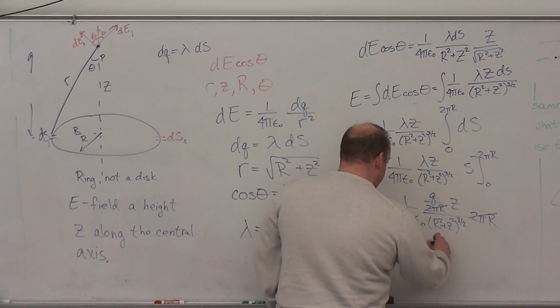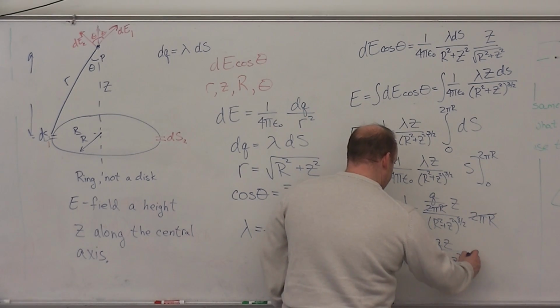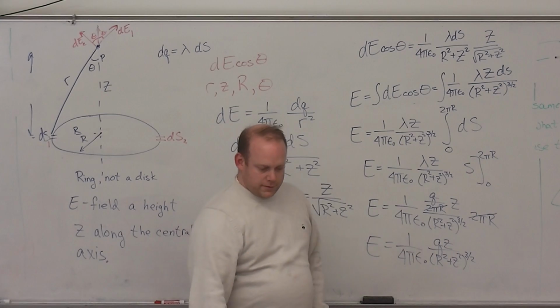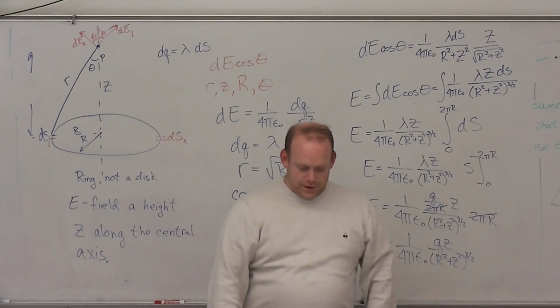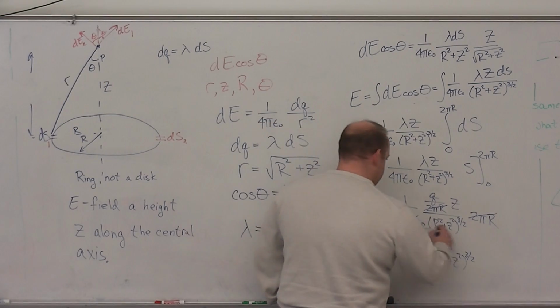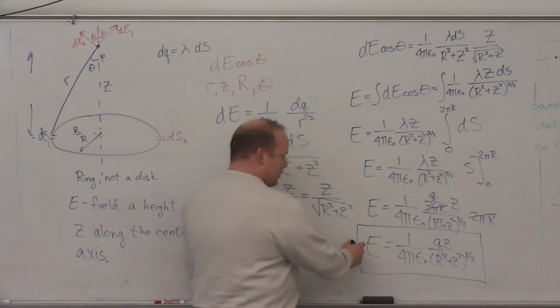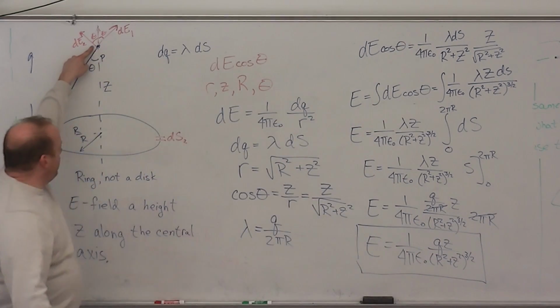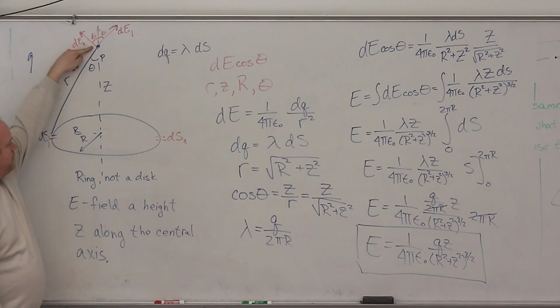Gotta hope this works out right. QZ, I haven't looked at my notes in a while. R squared plus z squared to the 3 halves power. Whew. Got it right. So this is the electric field at a point above the central axis of a charged ring.